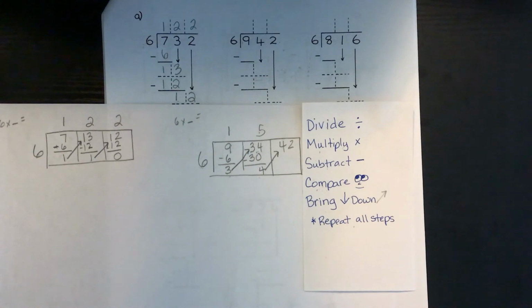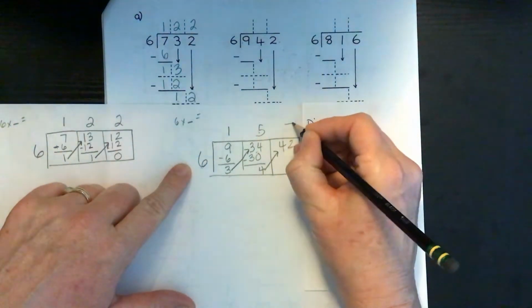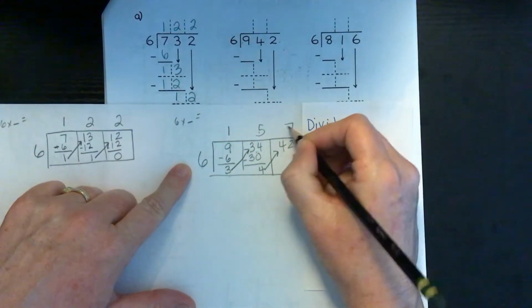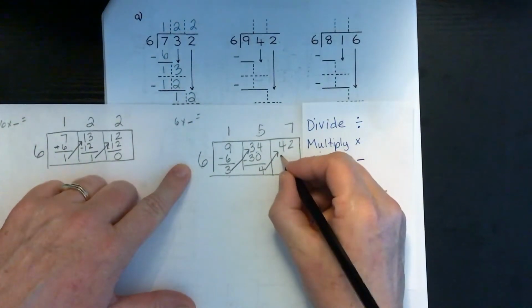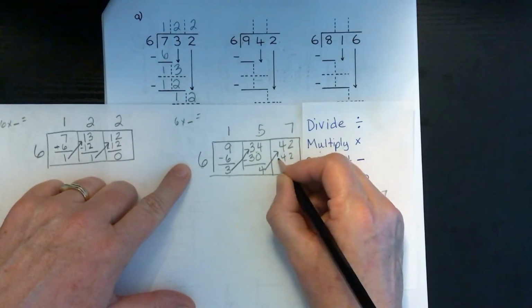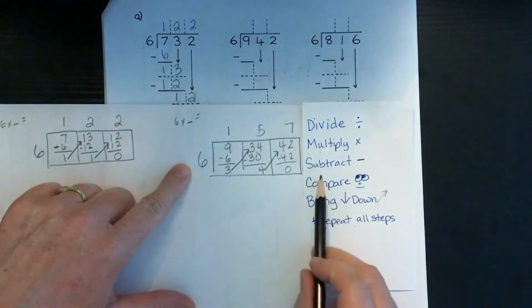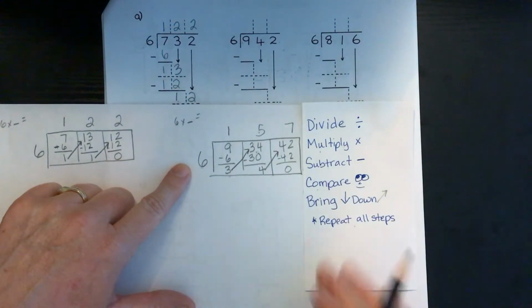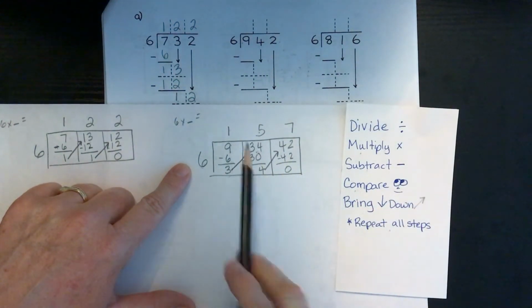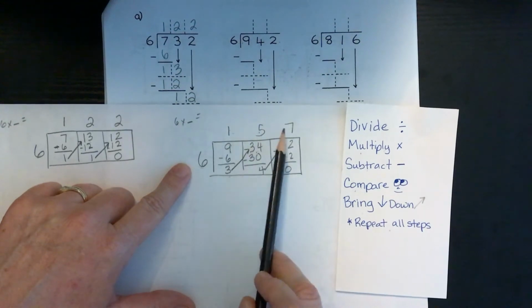All right. Hopefully by now you've got it. You should have a 7 because 7 times 6 is 42. You can't get any closer to 42 than 42. And when I subtract, it's clear that it's less than my divisor. I am now done. My answer was 157.